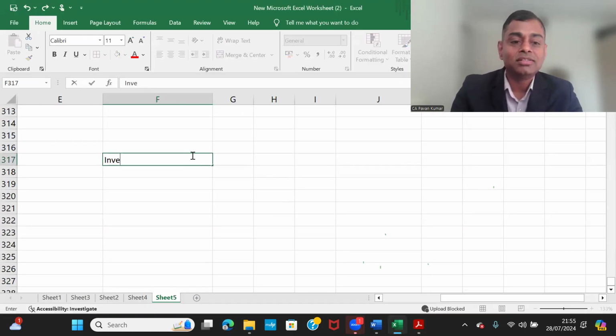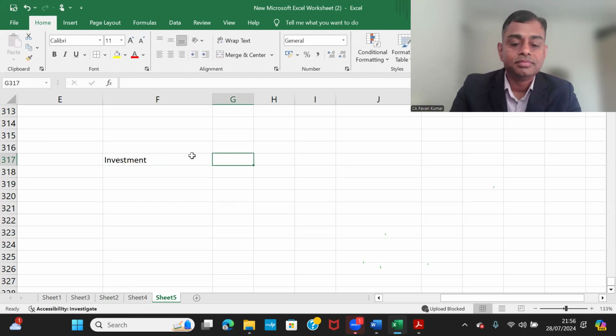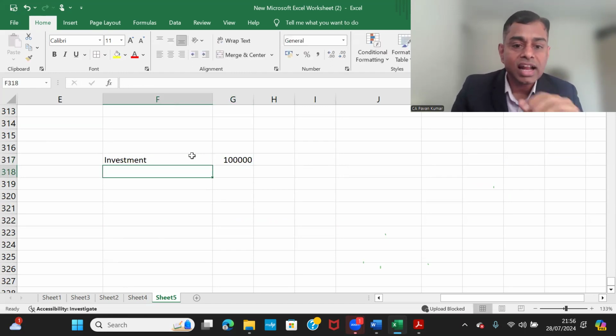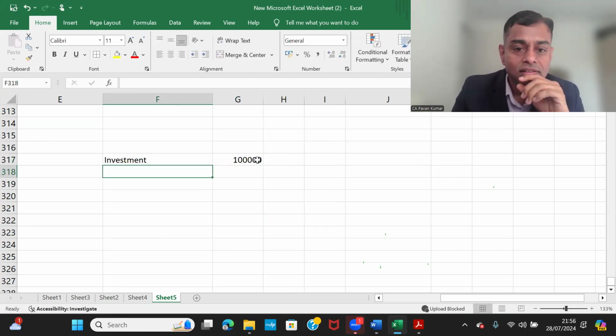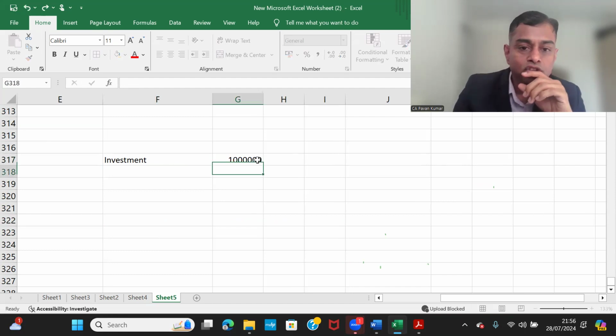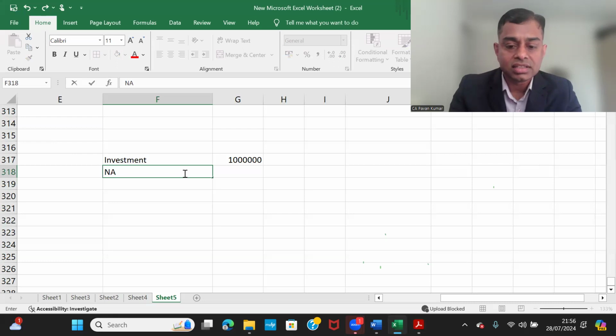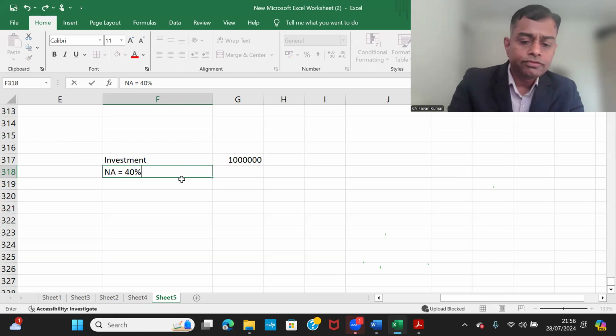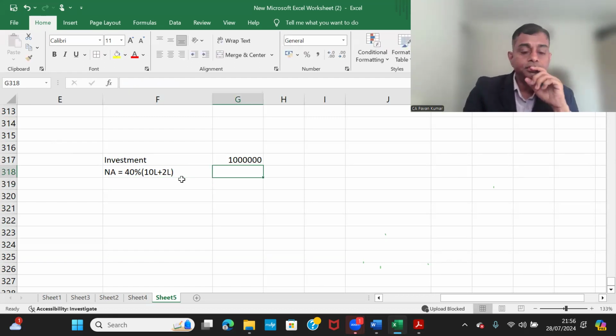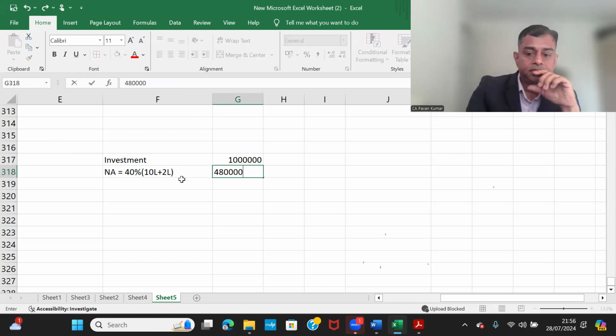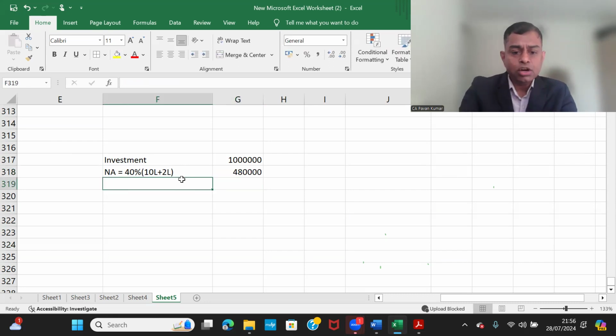What is your investment? 10 lakhs. Your share of net assets is equal to 40% of 10 lakhs plus 2 lakhs. How much is it? 4,80,000. So is there goodwill?